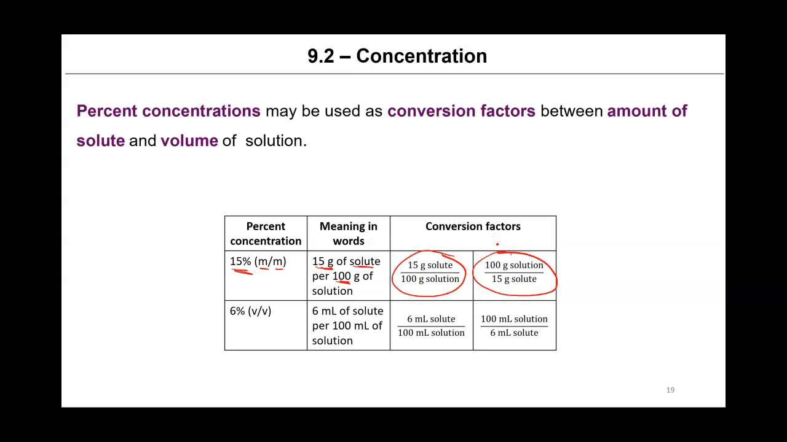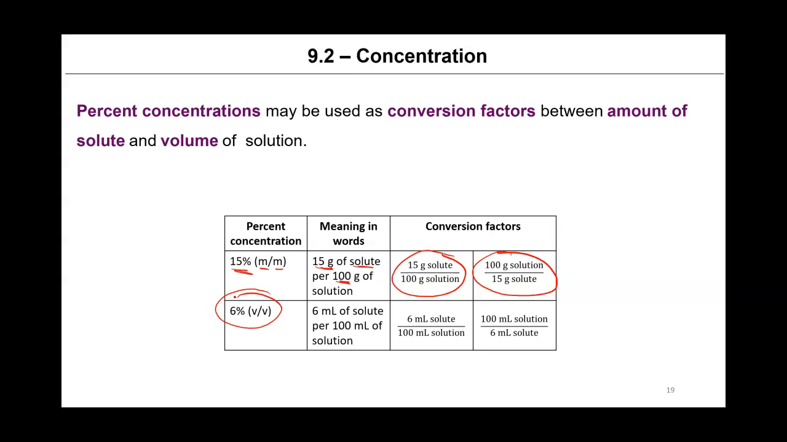When it comes time to using these concentrations to do calculations, we're probably going to use them as one of these two conversion factors. I'm going to use a conversion factor that expresses that I get 15 grams of solute for every 100 grams of solution, or alternatively, that 100 grams of solution is equivalent to 15 grams of solute.